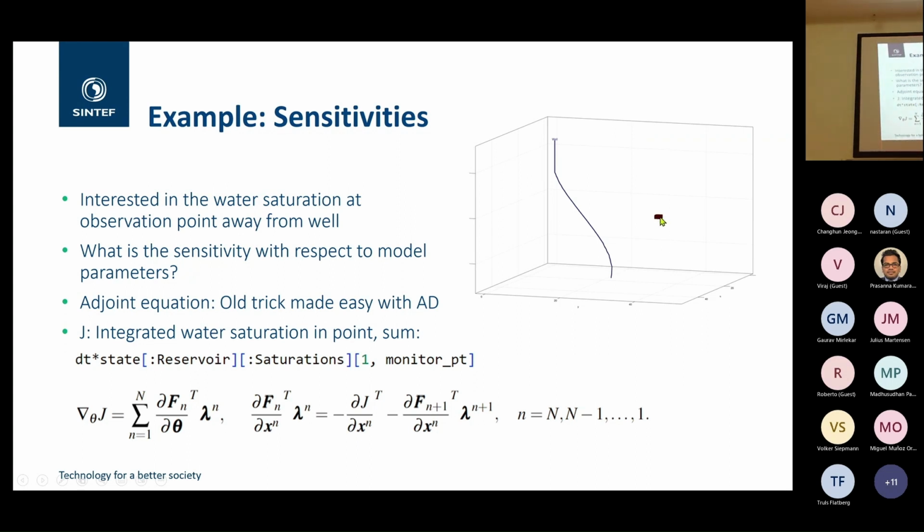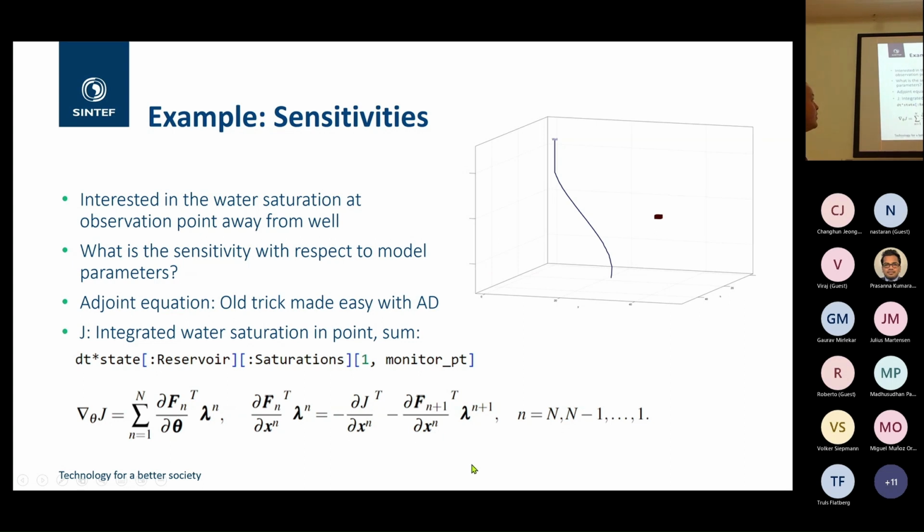And we pick a monitoring point. We say, okay, this is some distance from the well. We're interested in seeing what's going on, because this might be a place where we don't want the water to go, or we really want it to go. It doesn't matter. We just define an objective function that's the sum of the water saturation at the monitor point. So index into the reservoir model, then into the saturation variable. The first phase is the water, and then you pick the monitor point.